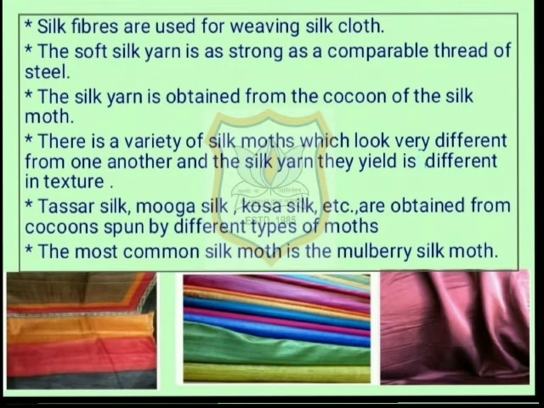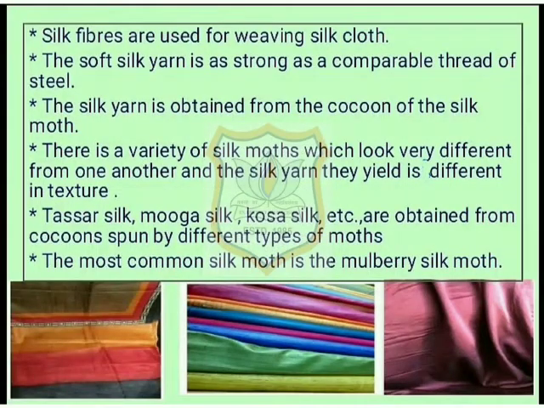Silk fibers are used for weaving silk cloth. Can you imagine? The soft silk yarn is as strong as a comparable thread of steel. The silk yarn is obtained from the cocoon of the silk moth.